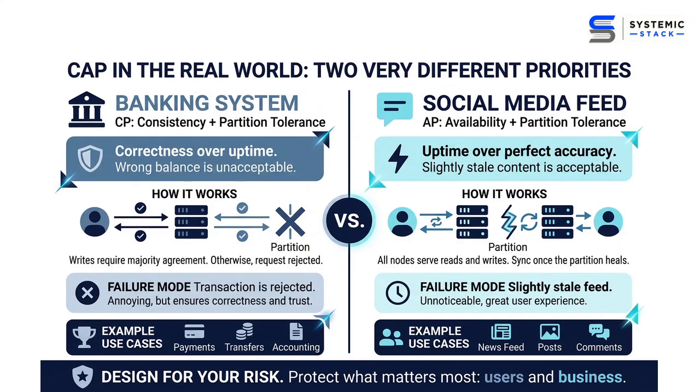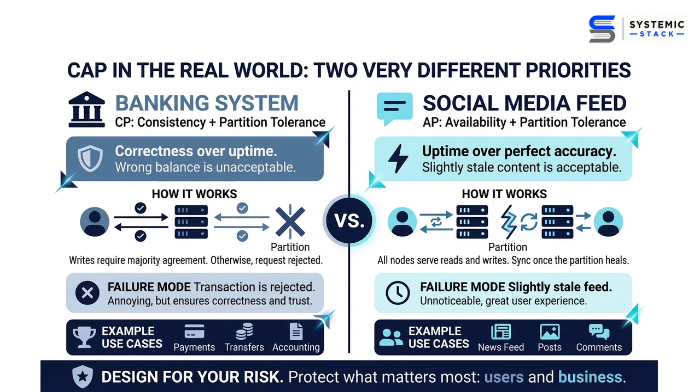Let's look at two contrasting examples. Banking versus social media. A banking system has to be CP. It works by ensuring that if a node can't verify a balance, it errors out. What matters here is that an incorrect balance isn't just a bug, it's a financial and legal disaster.